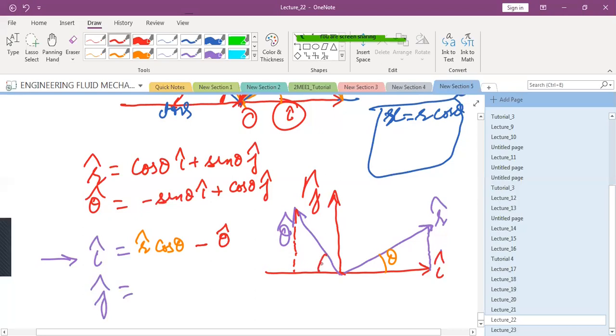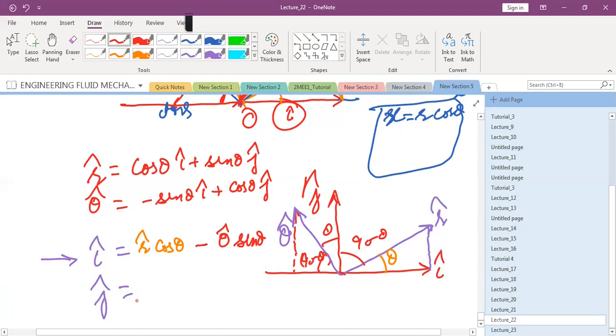What is this angle? This is 90 minus theta. This is theta, this is 90 minus theta. So what do I get? Sin theta.